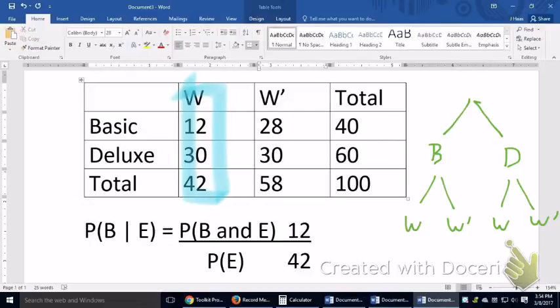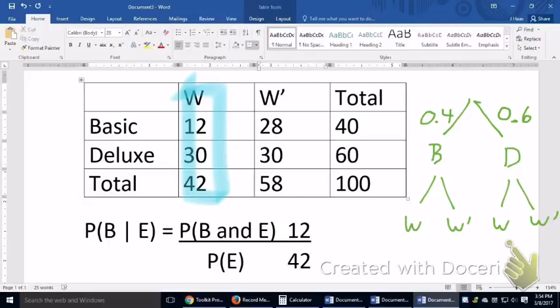Now I can fill in my probabilities. So the probability of getting a basic model was 40%. So that's going to be 0.4 going right on this little branch. And that means the probability of a deluxe model, since every pair of branches has to add to 1, is 0.6. And once again, every set of branches does have to add to 1.